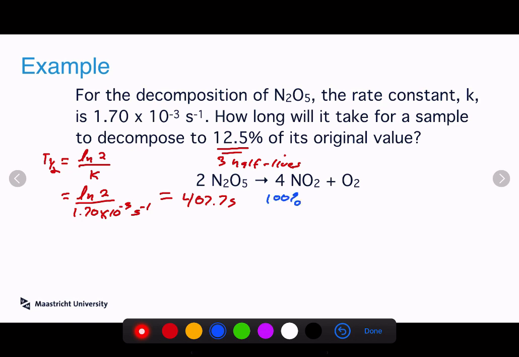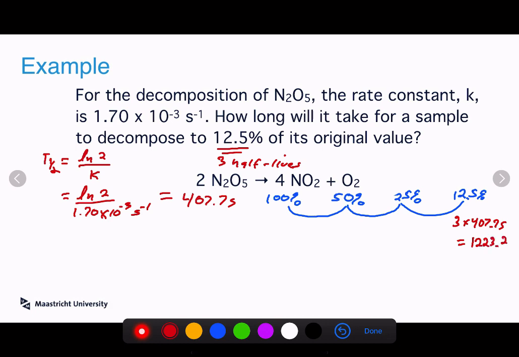Now, for determining how many half-lives we're going to go through, we know that we start at 100% of our material. After one half-life, we're going to be at 50%. After another half-life, we'll be at 25%. And after the next half-life, we'll be at 12.5%. So we see that it takes 3 half-lives to get to 12.5%. The amount of time it's going to take is 3 times 407.7 seconds, which becomes equal to 1223.2 seconds.